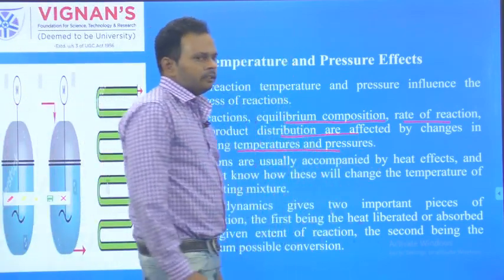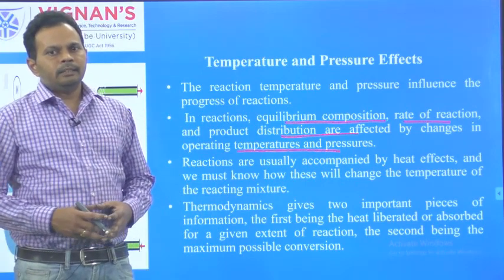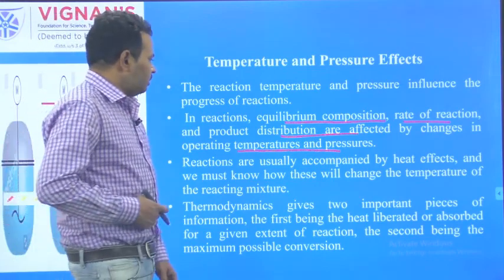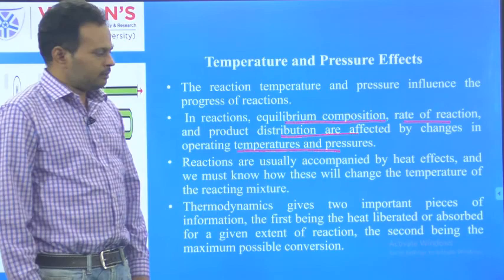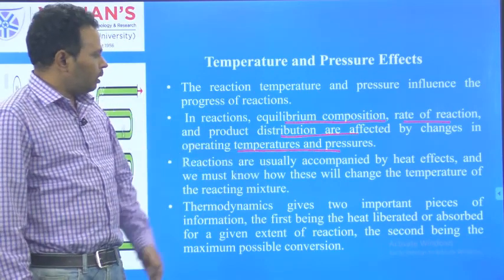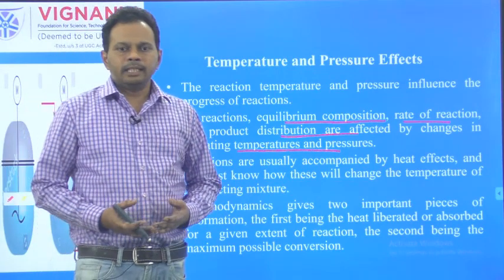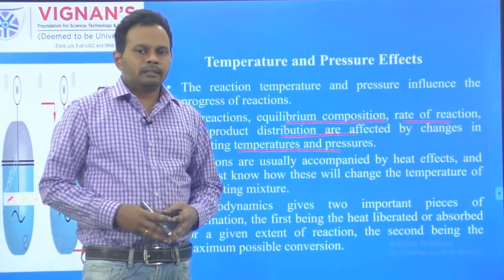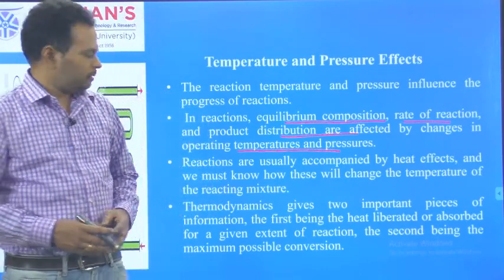So the rate of reaction, the equilibrium composition and the product distribution are affected by the temperature and pressure of these reactions. Reactions are usually associated with heat effects, so we must know how this will change the temperature of the reaction mixture. You already know that some reactions are exothermic and some are endothermic. Because of this, we can have variations in the temperature of the reactions.